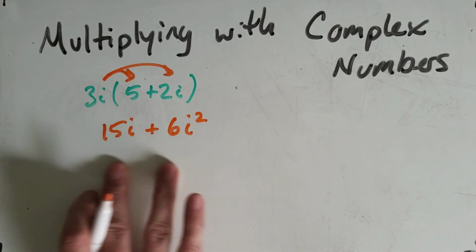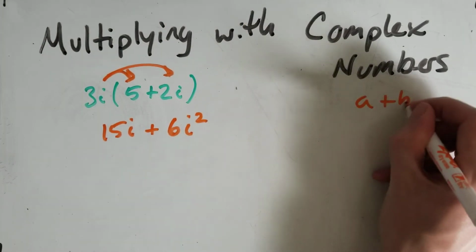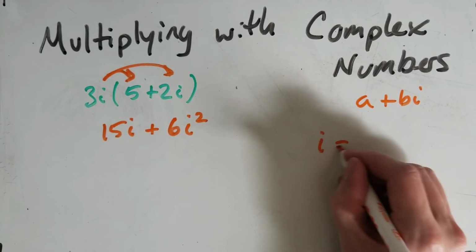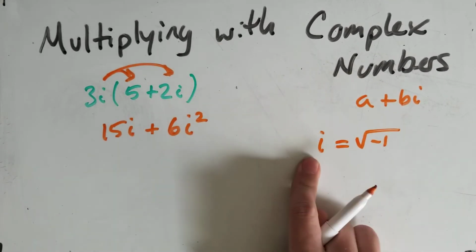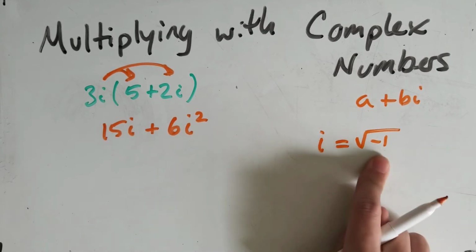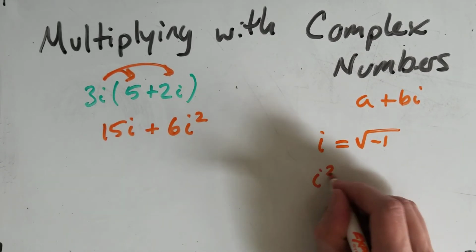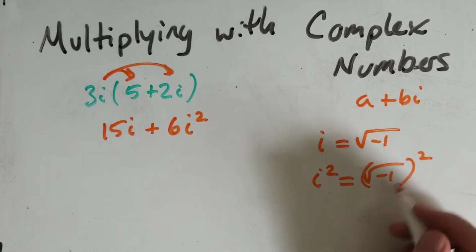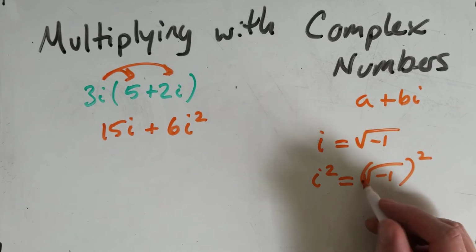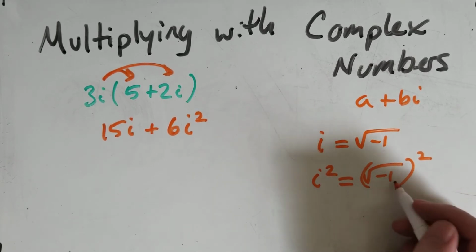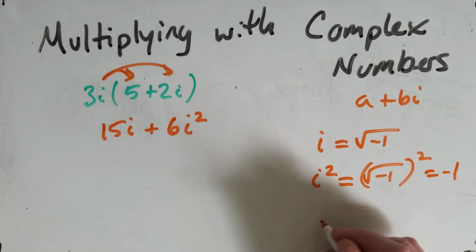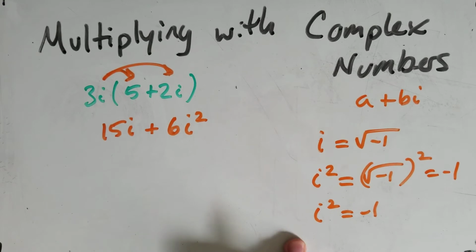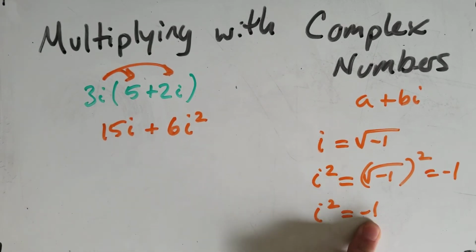Notice your answer is not in the right form. We still want to be in the form a plus bi. So let's think about this i squared. And we kind of mentioned this in the very first video. If i is equal to the square root of negative 1, then i squared would be the square root of negative 1, squared. If you take the square root and then square, you're going to end up with whatever is underneath your radical, so it's just negative 1. And there will be a video in the future where we go into more detail of powers of i, but right now we need to know i squared is equal to negative 1.